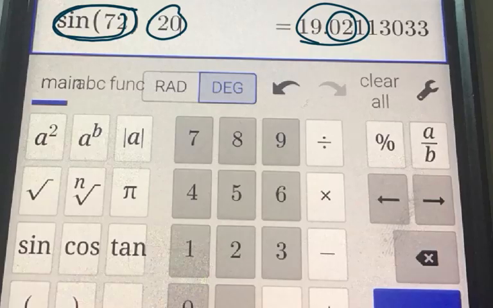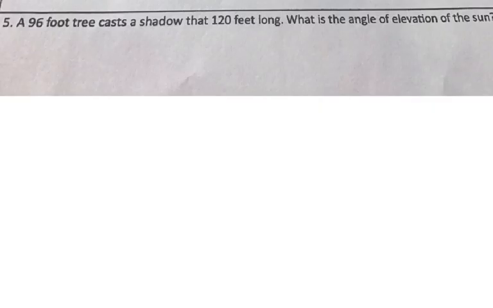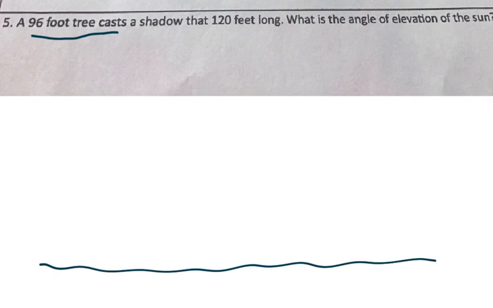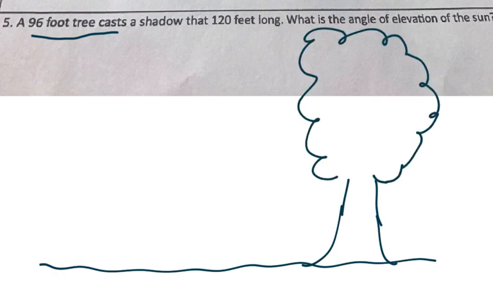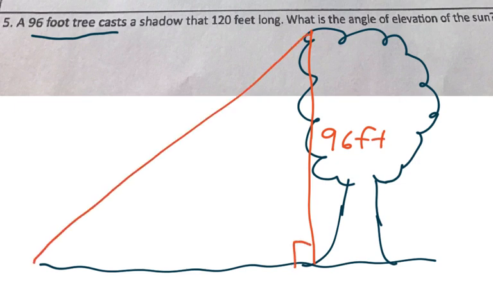Let's go on to number 5. So number 5, we have a 96-foot tall tree. So imagine here's the ground. Here is our tree. This is a big tree, right? 96 feet tall. So here's our big, huge tree. We know it's 96 feet tall. Here's going to be our triangle, you see.